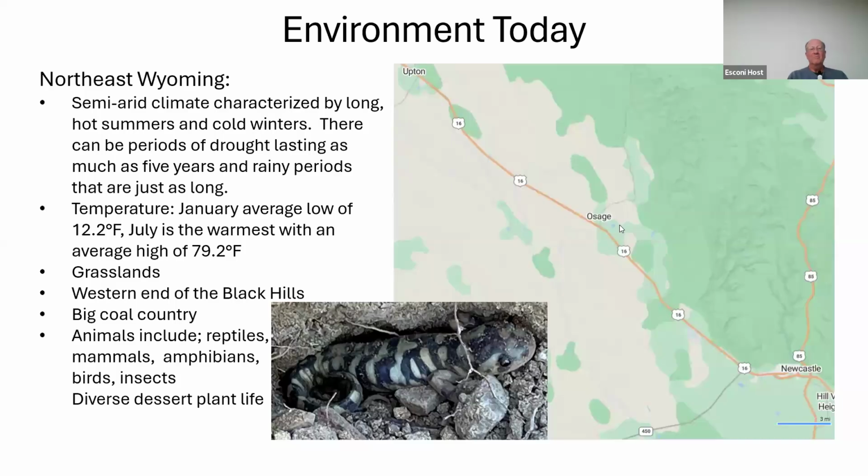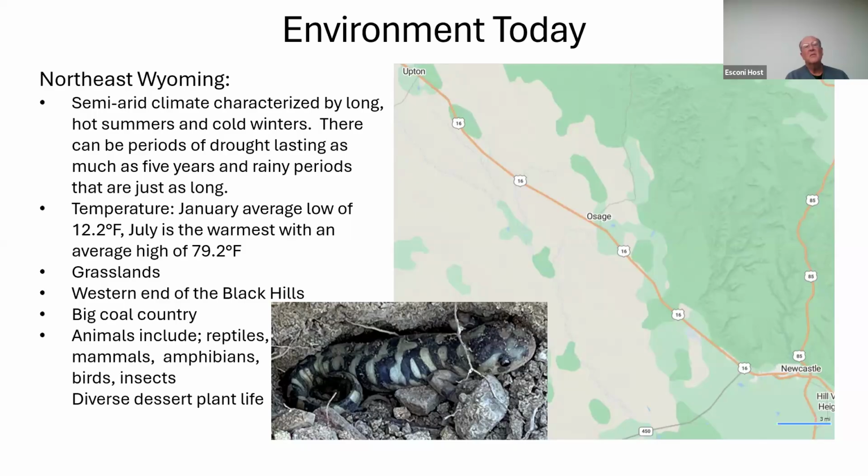Now, what is northeastern Wyoming like today? It's a semi-arid climate characterized by long, hot summers and cold winters. There are quite long lengths of drought, followed by not so long lengths of rainy periods. But when it rains, it changes everything. The whole area turns green and very beautiful, and some of the wildflowers start to come up, which sometimes don't show until 5 years later.